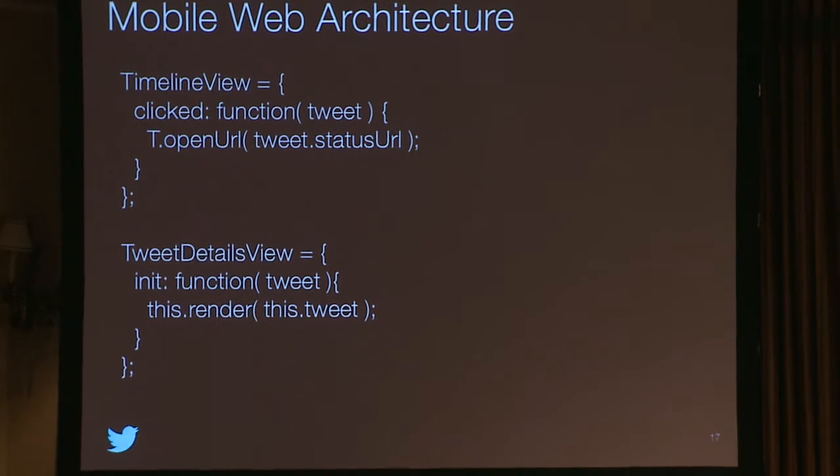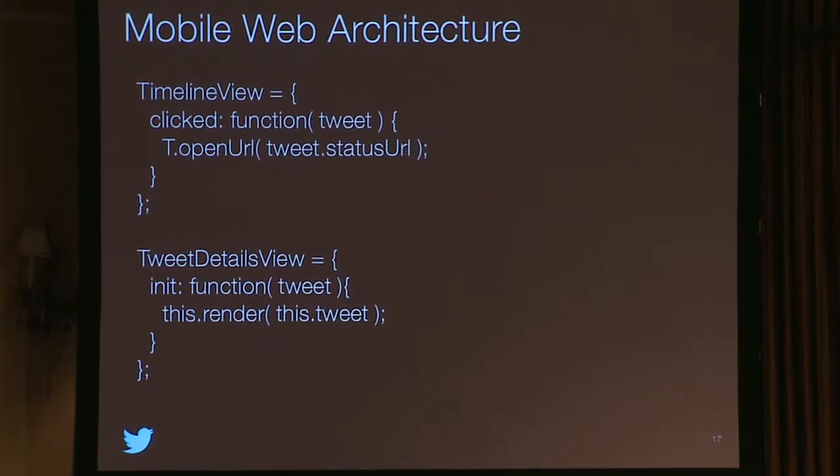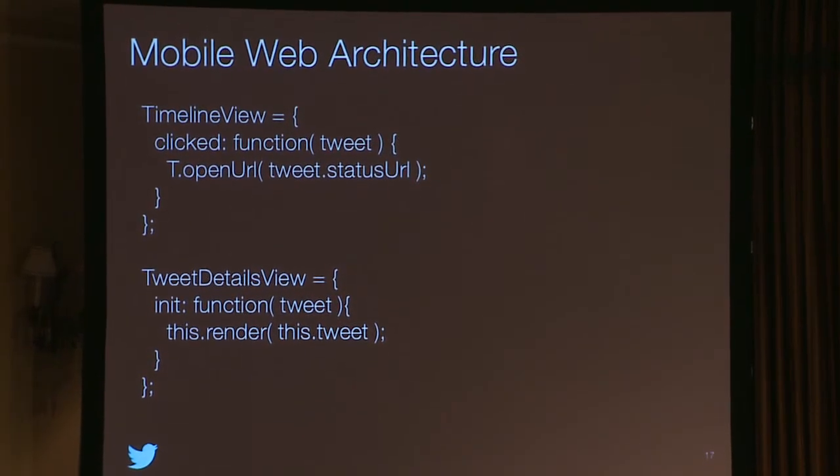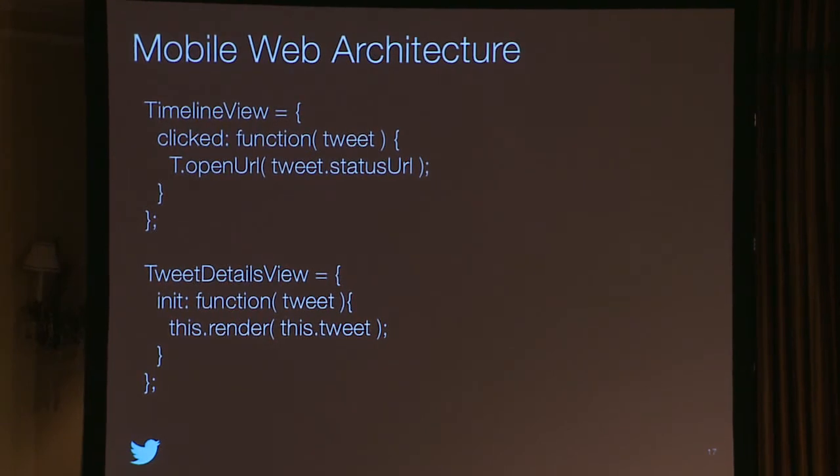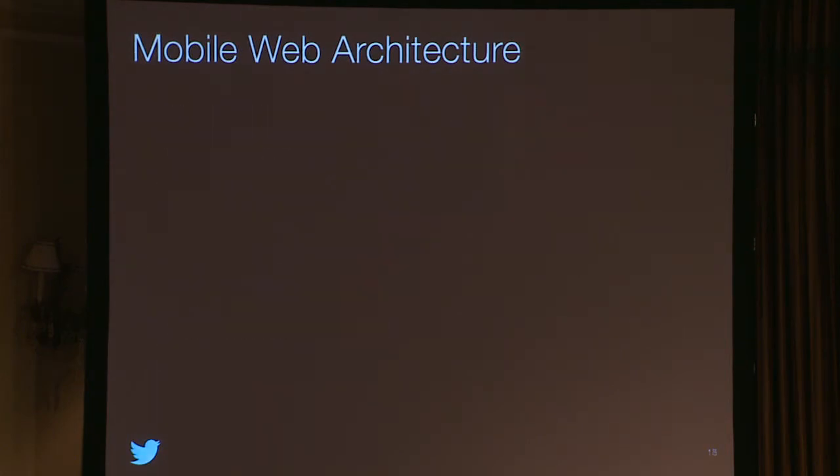In this case, we do it through the application API. So you clicked on a tweet in your timeline, and the only thing the timeline will do is open this URL with the status URL, and that's everything it does. The details view is going to be initialized, and then it's going to say, oh, I got a tweet here, I'm just going to render. And then both views did their job, and they didn't have to talk directly to each other. So this means there's no coupling.